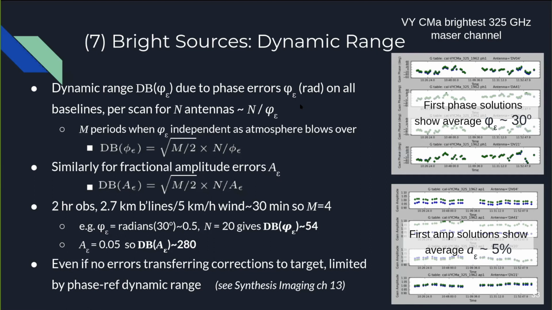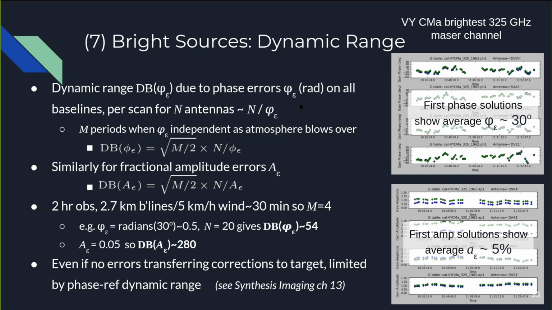And for these data, you can work out that 2 hours on target, 2 hours duration of observations, 2.7 kilometers baseline, typically 5 kilometers an hour wind above the ALMA site, or you can look it up. Actually, there's a weather monitor you can go back and get the information from.